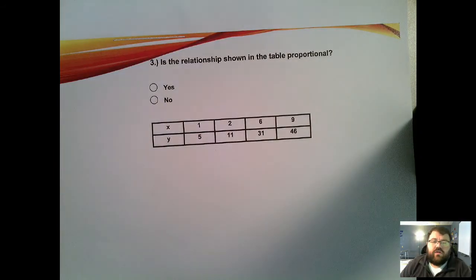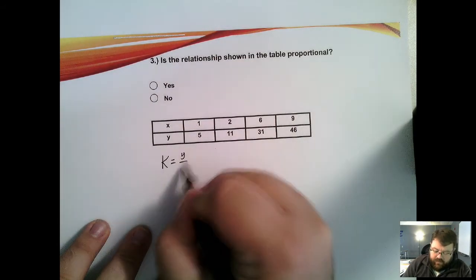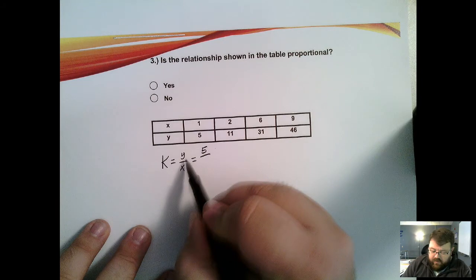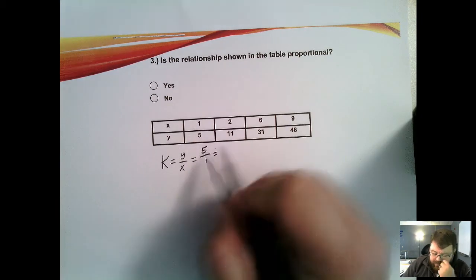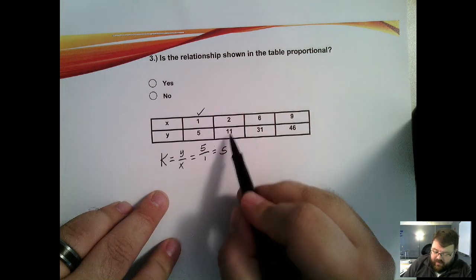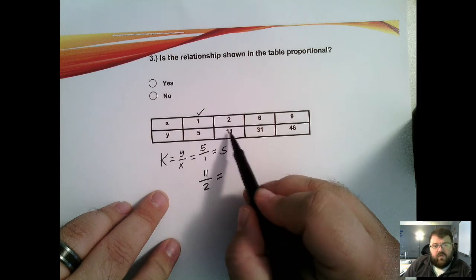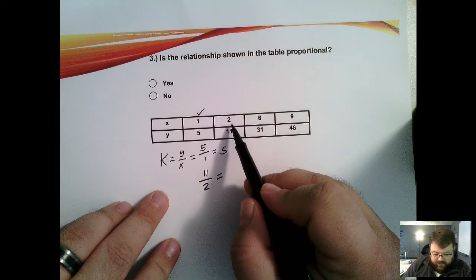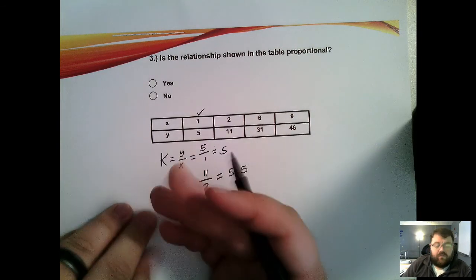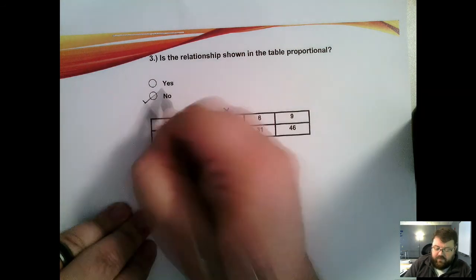Number 3, is the relationship in the table proportional? Constant is equal to y divided by x. So the first y value is 5. The x is 1. 5 divided by 1 is 5. So you have a constant of 5. Second is 11 divided by 2. So 11 divided by 2 is going to be 5 and 5/10. So I automatically can stop here because we don't have a constant of proportionality for the table.